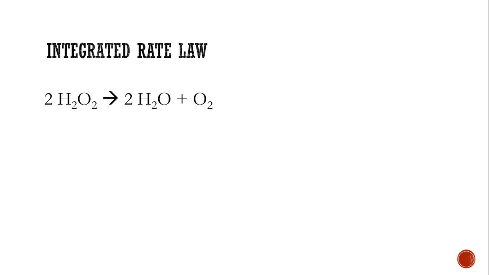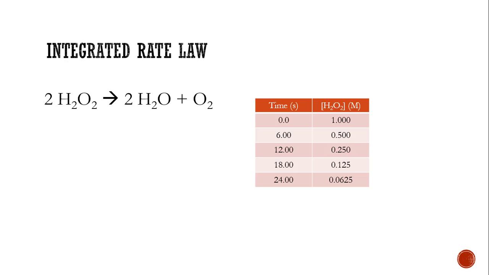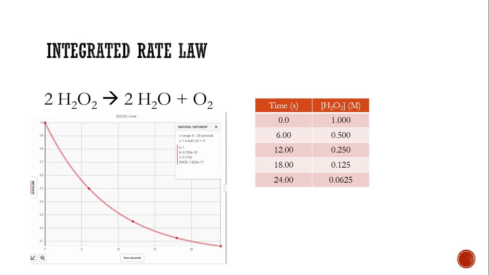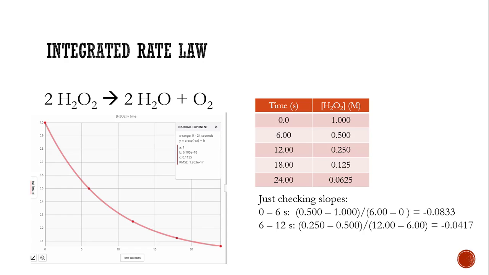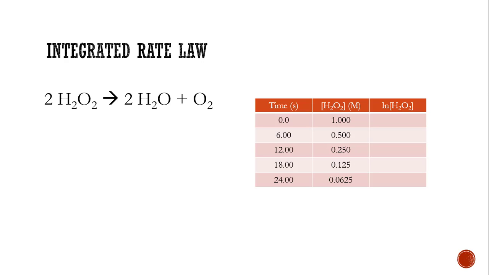Let's look at the decomposition of hydrogen peroxide. We run the reaction and get this data. If we were to graph it, it's pretty obvious this is not a straight line. If you just check the slopes, you see that from 0 to 6 seconds, you get negative 0.0833, and from 6 to 12 seconds, you don't get negative 0.0833. The slopes are very different, so even without graphing, you know it's not a straight line, so it can't be zero order. When that happens, you need another column, the natural log of the hydrogen peroxide concentration.